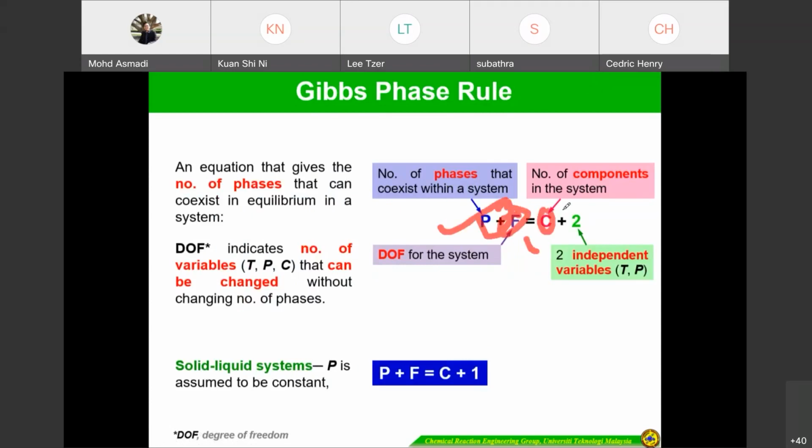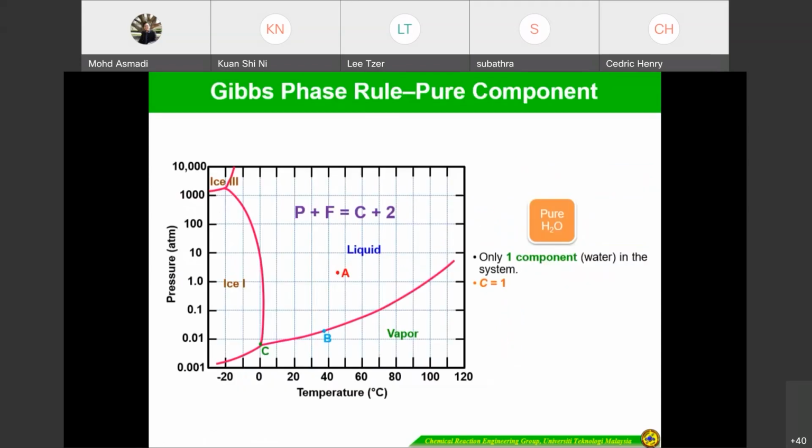Generally, we know this and we want to find the degree of freedom. This is the composition for the liquid with one component. The number of components is one because it is only water. And then the one-phase region, meaning that P equals 1.